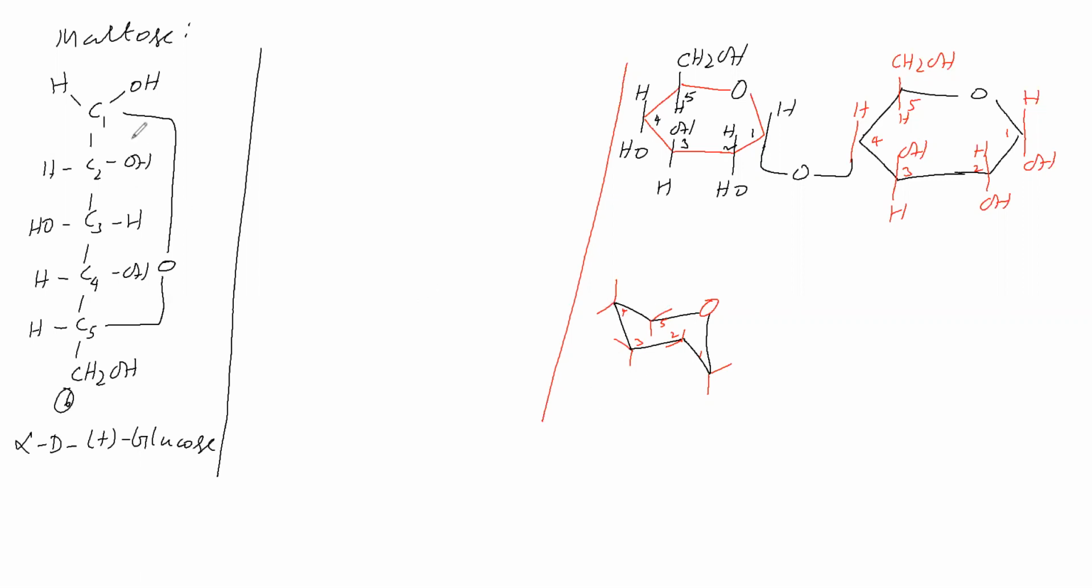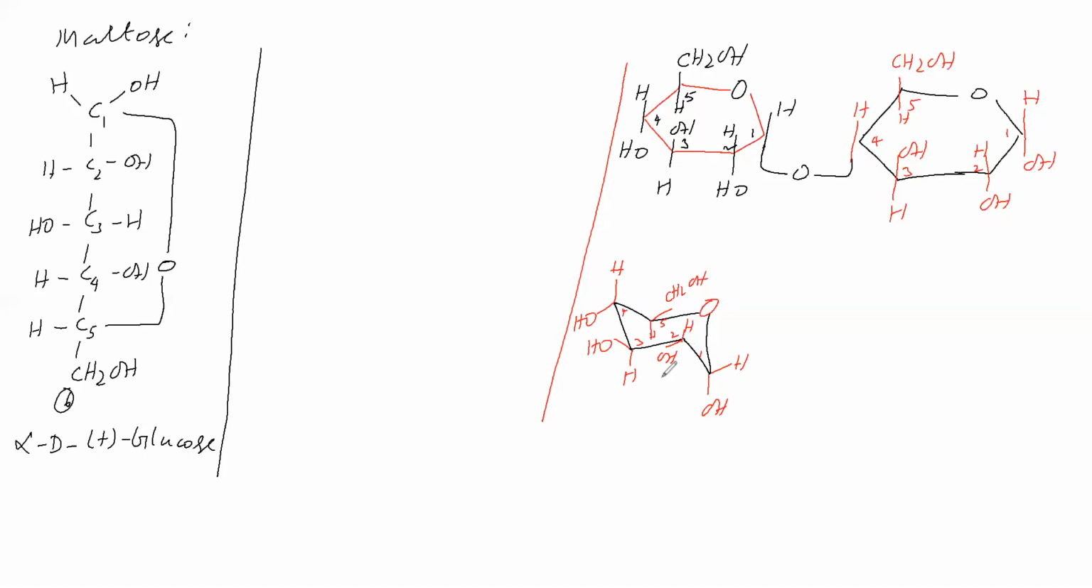In alpha D plus glucose, the C1 carbon has the OH group on the right side, so write it down. In C2 carbon, the right side OH group, write it down. In C3 carbon, the H is on the right, write it down. In C4 carbon, the OH is on the right, write it down. C5 carbon means CH2OH, always write it up. Okay, this is one alpha D plus glucose.